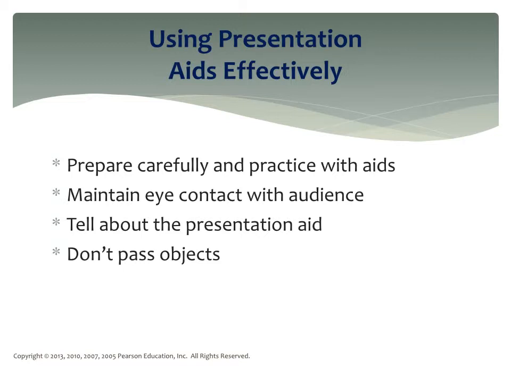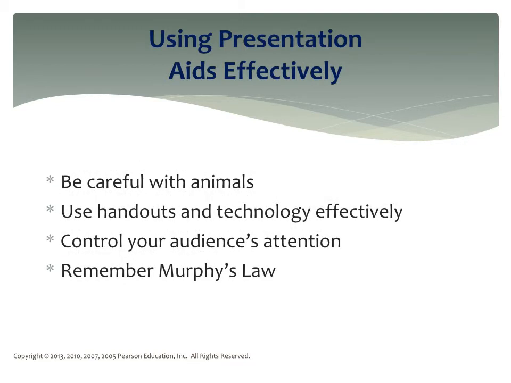While you're using it, make sure that you maintain your eye contact and always make sure that you tell about it. It is probably a bad idea to pass objects around, usually because they will be distracting as people are handing them to other people, and they are looking at the object rather than listening to the speaker. Further ways to use presentation aids effectively is to be aware of animals. Be cautious about using animals.